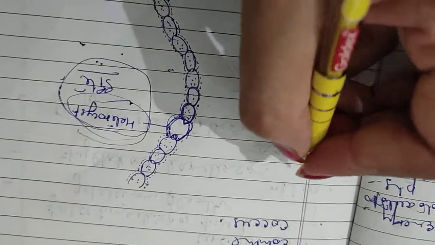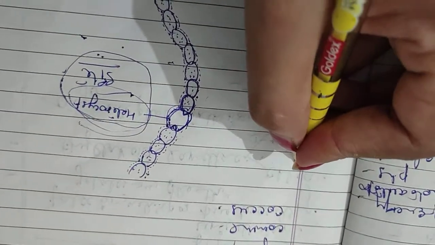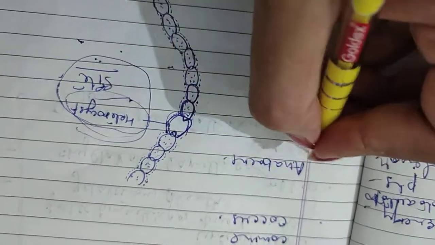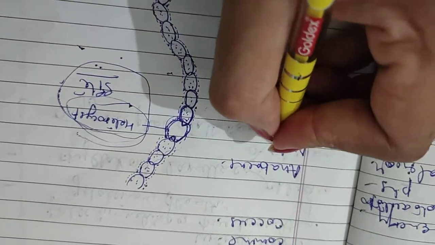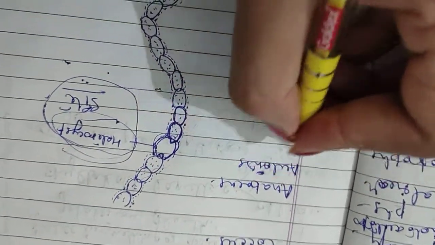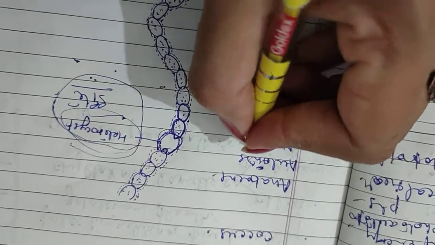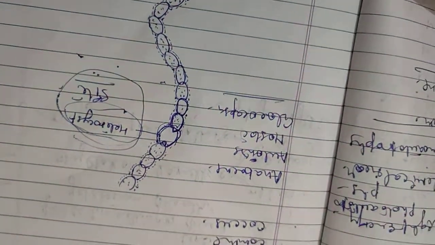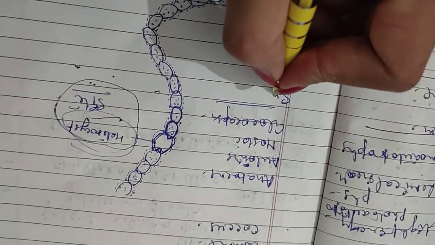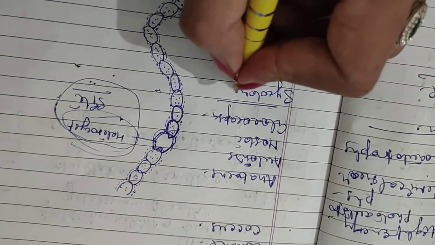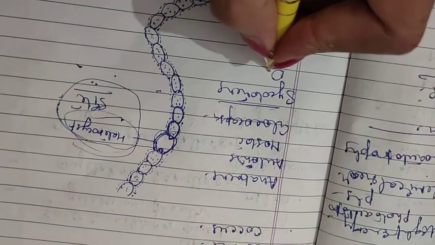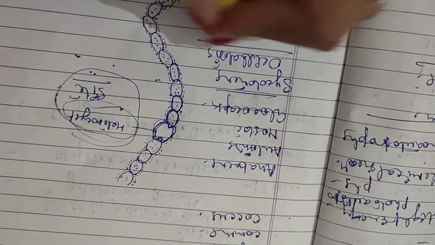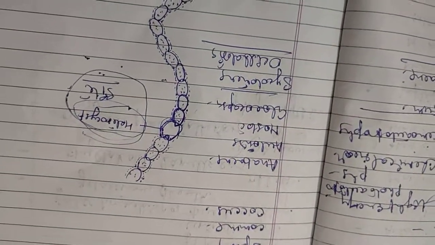So there are so many cyanobacteria. The names are Anabaena, Aulosira, Nostoc, Gloeocapsa, Scytonema, and Oscillatoria. So many examples of cyanobacteria are present here.